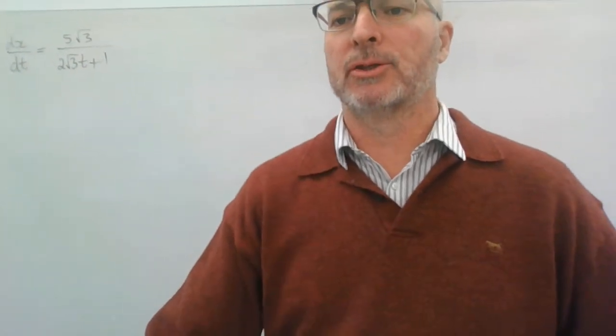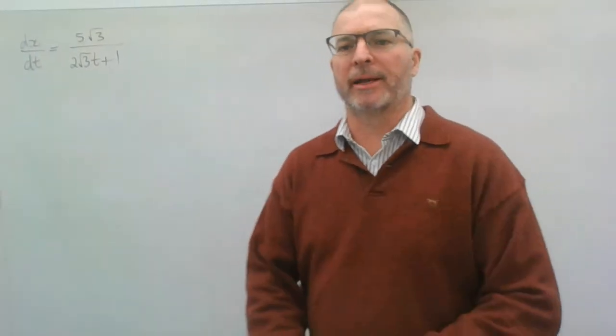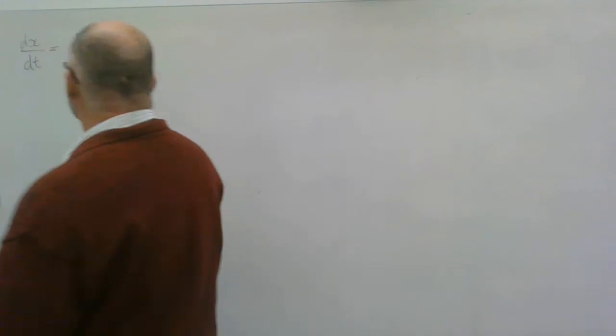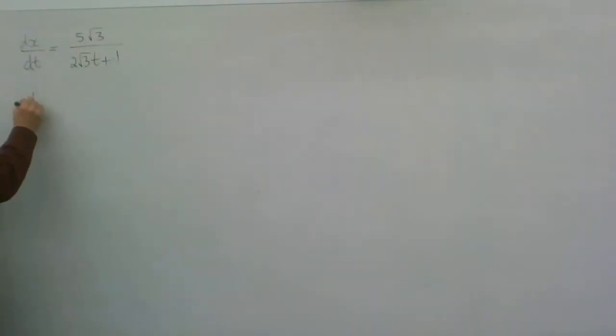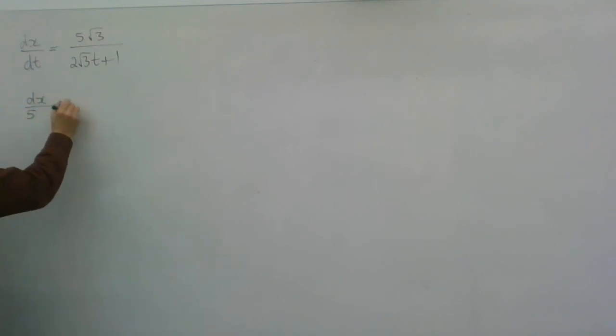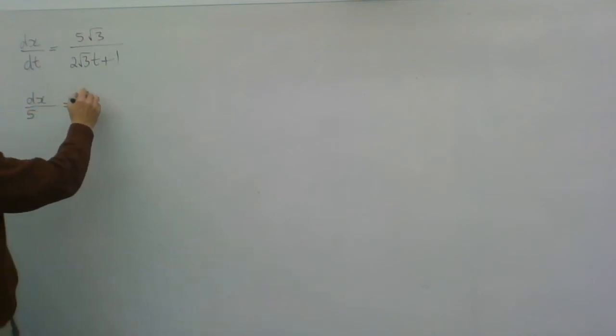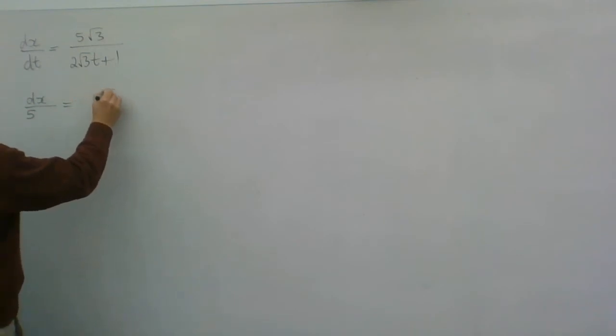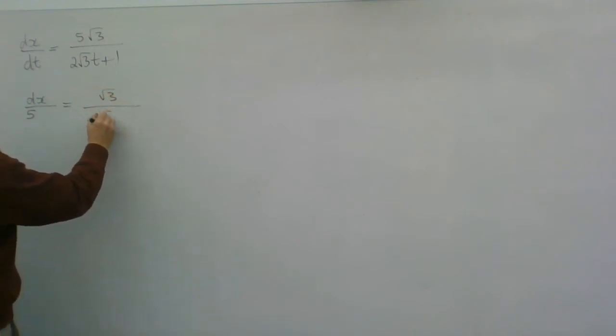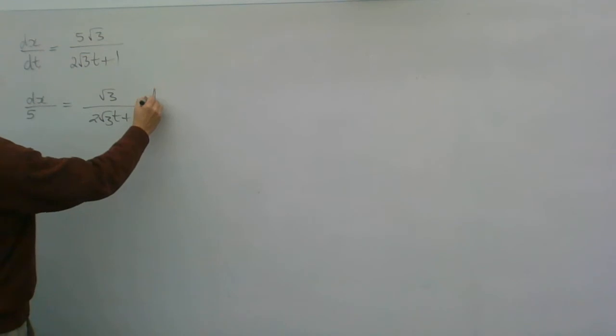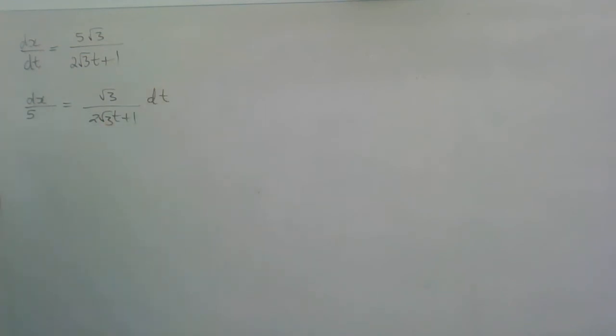So now I need to work through to find what x is. So dx on 5 is equal to root 3 on 2 root 3 t plus 1 dt.